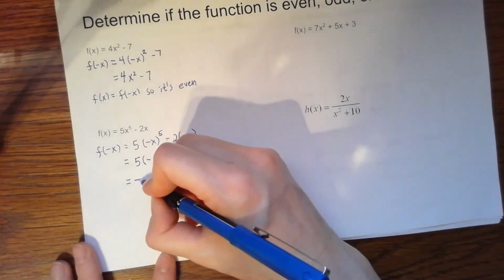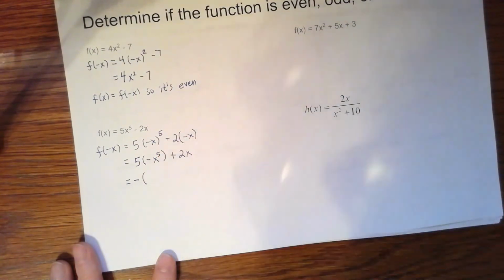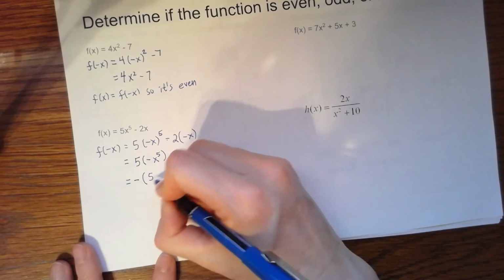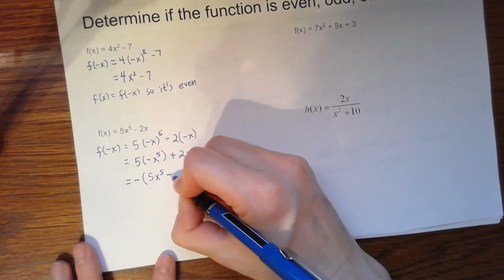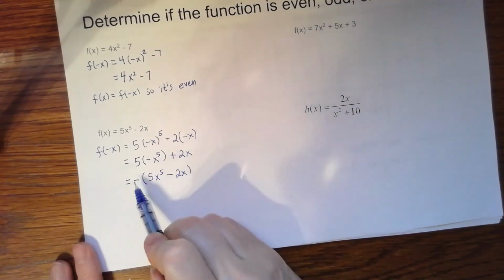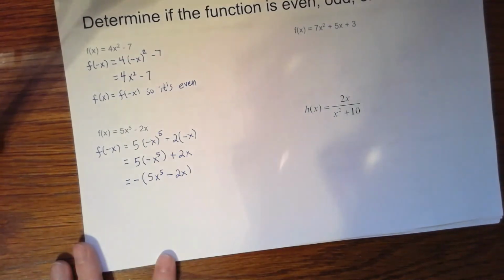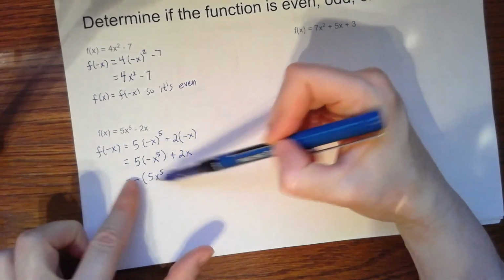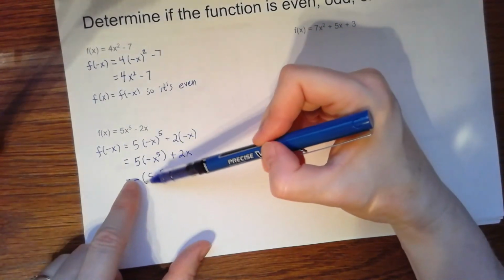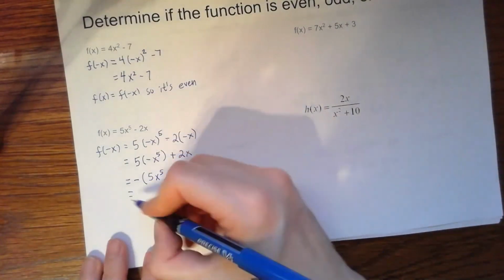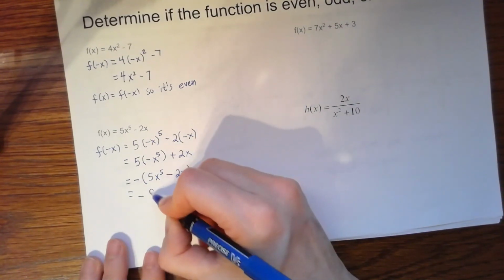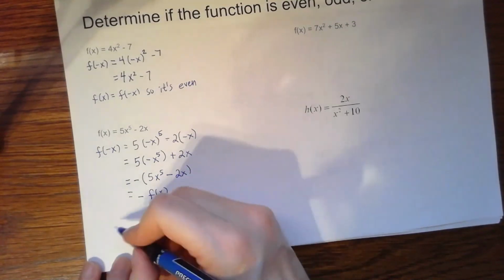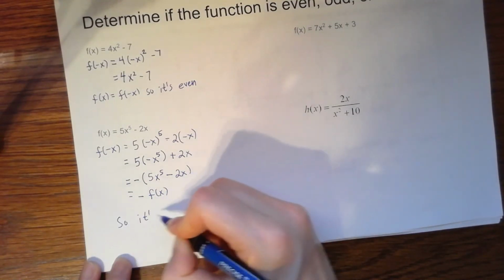Let's go ahead and factor out a negative 1. Or factor out a negative. So if I factor out a negative, I would have negative and then 5x to the 5th and then minus 2x, because negative times negative is the positive we need. Okay, so the only thing that's different between f of x and this is that negative sign, right? This is the same thing as f of x, so this is negative f of x. Since f of negative x equals negative f of x, this one is odd.